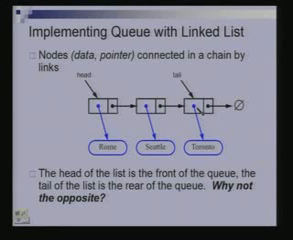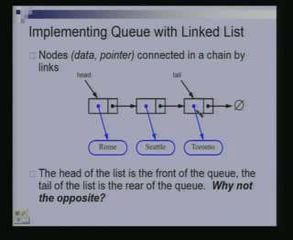Can someone tell me why the tail of the list cannot be the front of the queue? Why can't I have my queue in which the first element is this, the second element is this, and the third element is this? Then you would be adding elements at that side. So we are adding at the loose end. That is more... Remove.